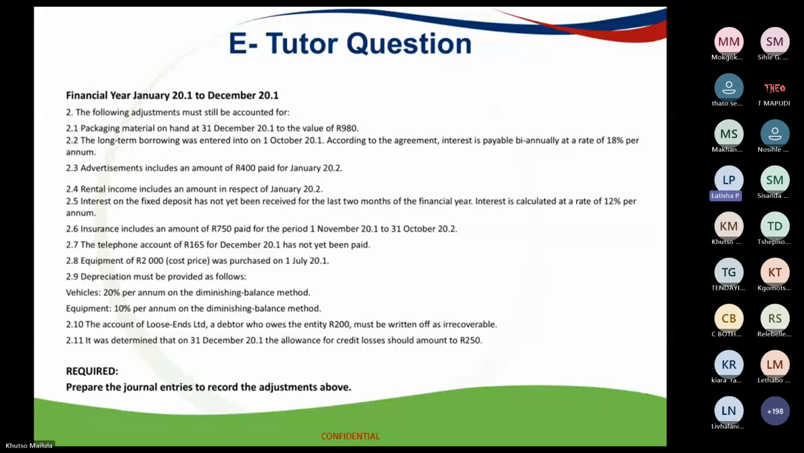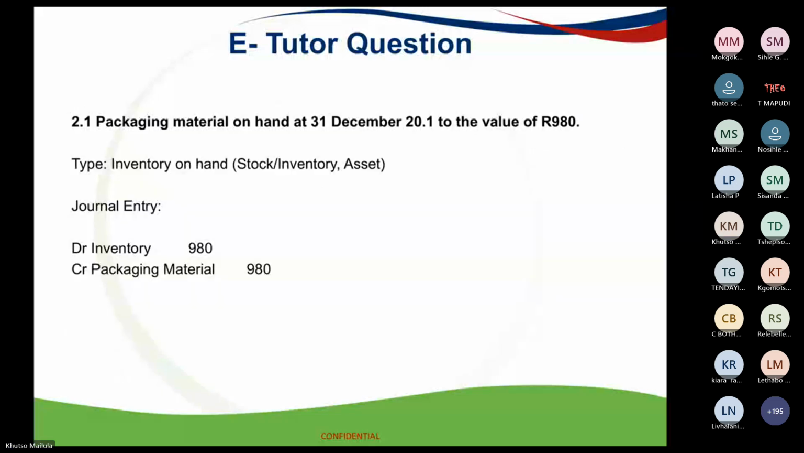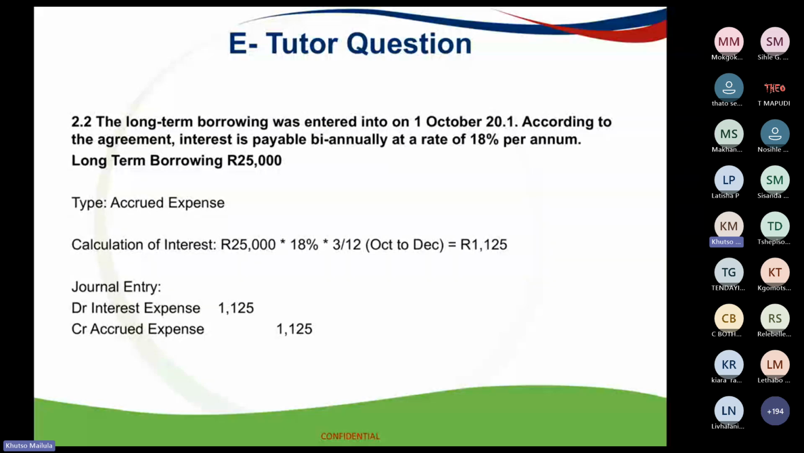Okay, so we have a debit telephone expense, credit accrued expense of 165 Rand. Do we only have one answer? For now, yes. Okay. We will work on that, and that is correct. I hope we understand the accrued expense is what we owe, the liability.